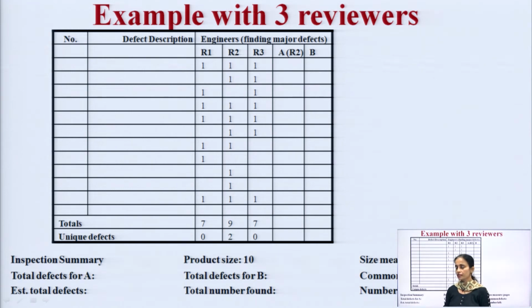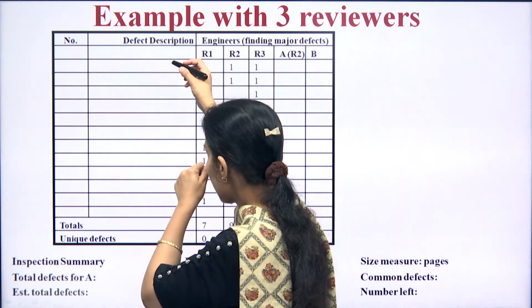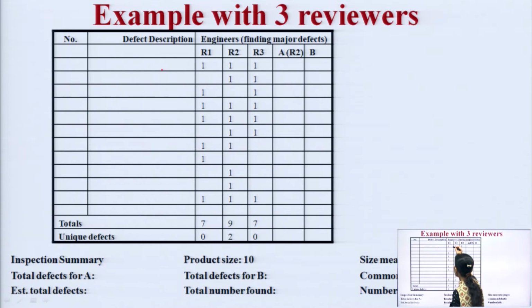Here we can see an example of code inspection with three reviewers. This is the defect description being noted. Reviewer 1 gives the review, then reviewer 2, reviewer 3, and so on, and with respect to the product size, the total defects for A and B are to be calculated.